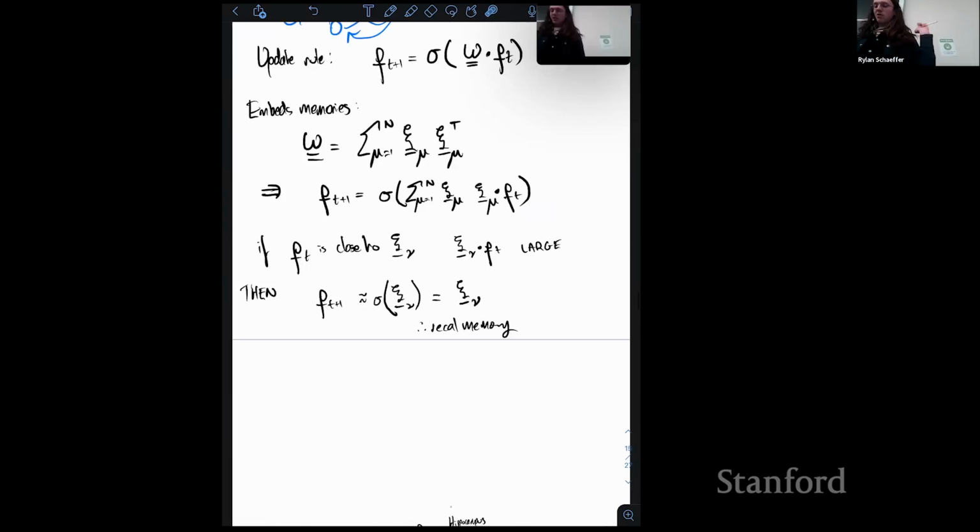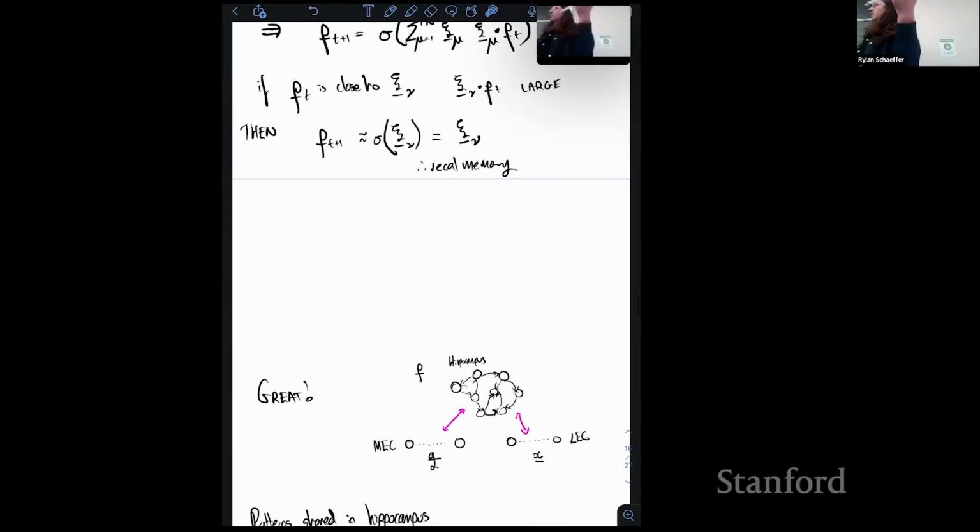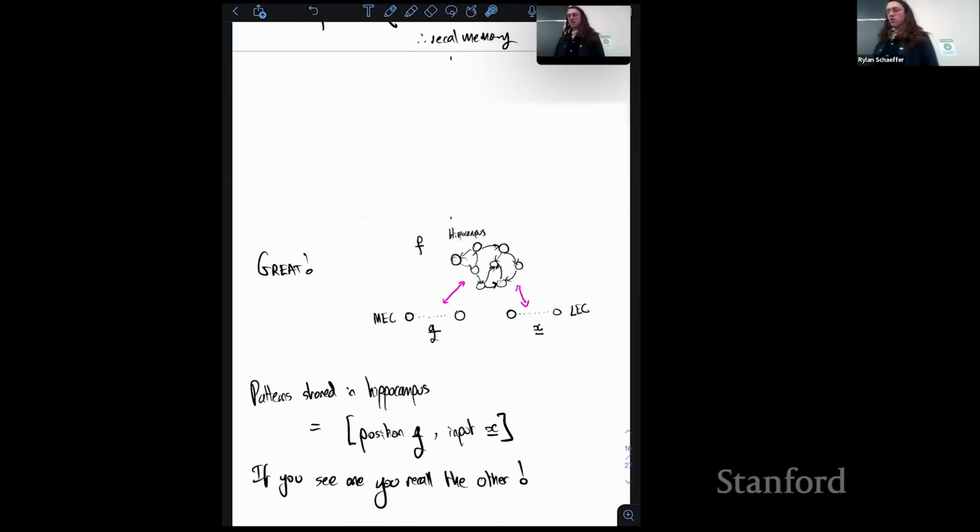So that's basically how our system's going to work. But this Tolman-Eichenbaum machine, that's what the name of this thing is. And so the patterns you want to store in the hippocampus, so these memories that we want to embed, are a combination of the position and the input.